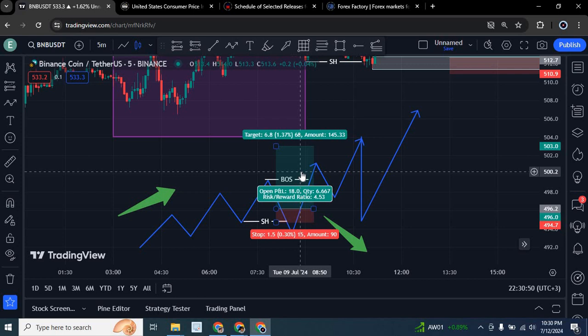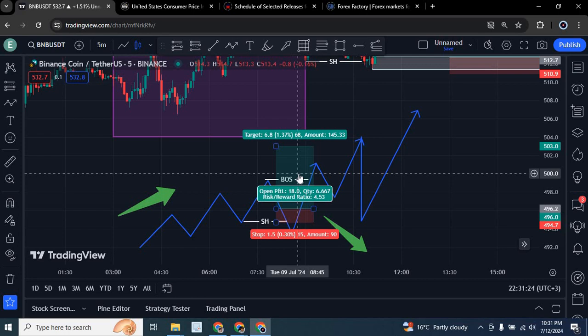Now what about the ratio? The leverage. The leverage now, if you want to lose exactly what you've set on this position tool, lose $10 and win $45. If you look at this bottom part here, stop, 1.5, 0.30. So this percentage here is 0.30. You take your risk. Remember, we risked 10%. You divide by 0.30. How much is that?